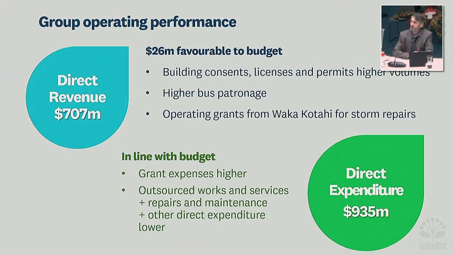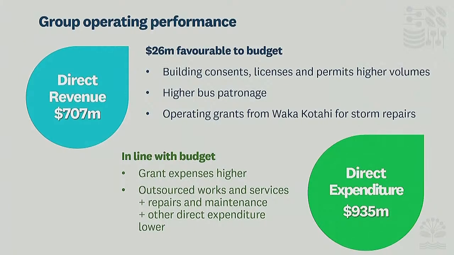Go to the next slide, operating performance. Direct revenue is 25 million favourable to budget across the group. As was mentioned in the previous item, consenting volumes are holding up better than expected, and that is giving rise to higher regulatory revenue than we had projected. Also, bus patronage is up compared to the budget projections, so that helps revenue. More people wanting to travel on buses creates significant issues in terms of the long-term plan and funding going forward. But for the current financial year, it means that public transport revenue is higher than we had planned.